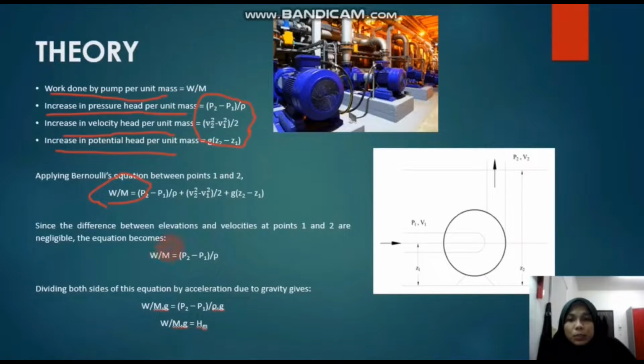And since the differences between elevations and velocities at point 1 and point 2 are negligible, the equation is simplified into this form, where this will be negligible. Dividing both sides of this equation by the acceleration due to gravity, g, gives this equation, and the right side of the equation is also equivalent to the manometric pressure head (hm). Therefore, the equation is simplified into this form.